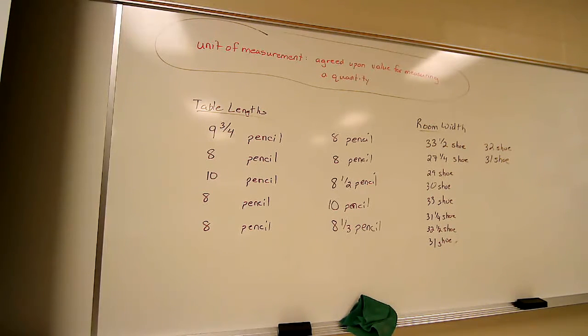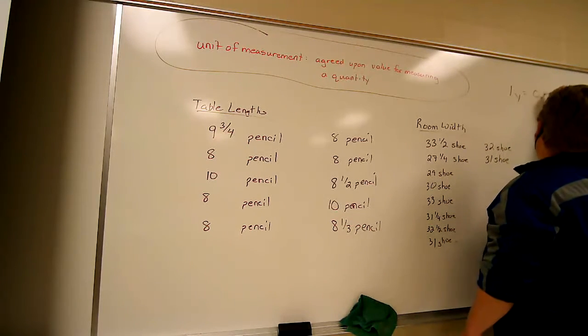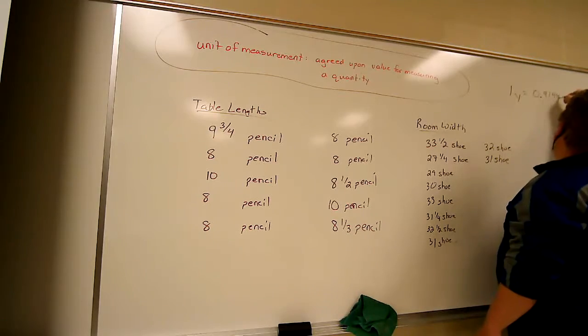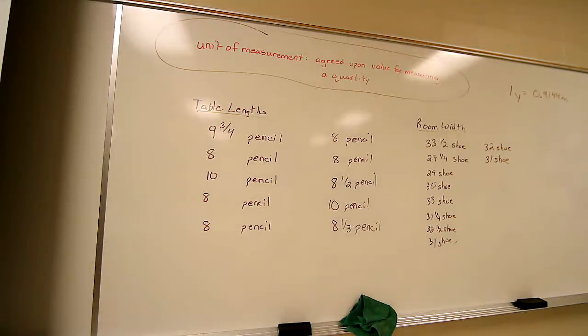Miss Rice, what did you find, ma'am? 0.9144. But that's meters in a yard or yards in a meter? Meters in a yard. So think about that. We'd say 0.9144 meters equal to 1 yard. Which one is longer, 1 meter or 1 yard? Think about that. So here's what she's telling us: 1 yard equals 0.9144 meters. So which one is longer, 1 meter or 1 yard?